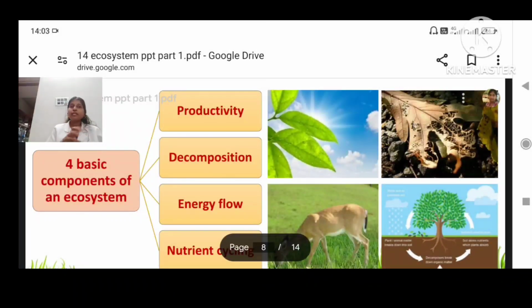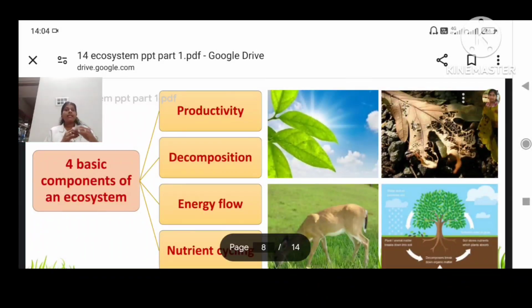Decomposition. Okay, so when decomposition is taking place, you can find what is happening. All these plant materials, the animal debris, dead parts are being decomposed, is being eaten up by whom? The decomposers. The bacteria and fungi are decomposing. Earthworm, everyone is helping in what?